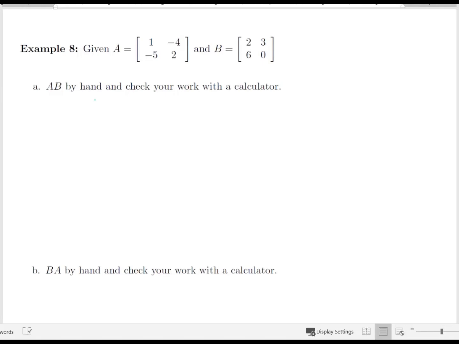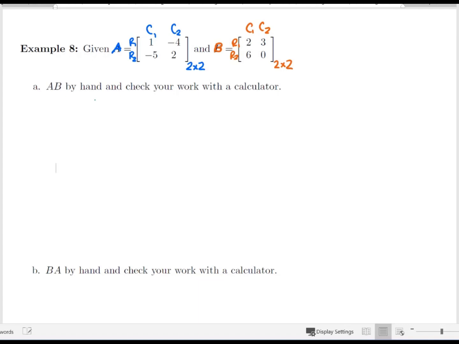For those of you that like to color code, bust out your colors. I'm going to make A my blue matrix, and B is going to be my orange matrix. Now, before we can multiply A times B, we need to make sure that we can even do the multiplication. And to do that, we need to check the dimensions. A has dimensions of 2 by 2 because it has 2 rows and 2 columns, which I've labeled R1, R2, C1, C2. And B is the same thing. It's a 2 by 2.